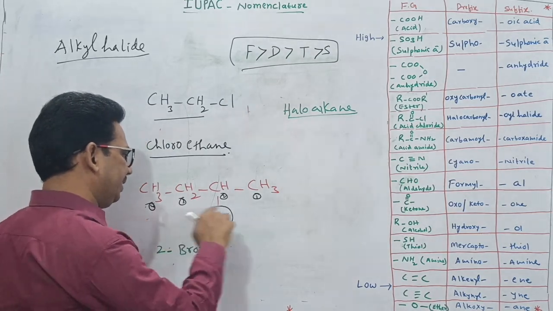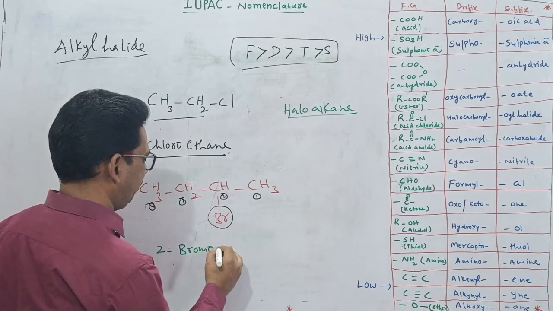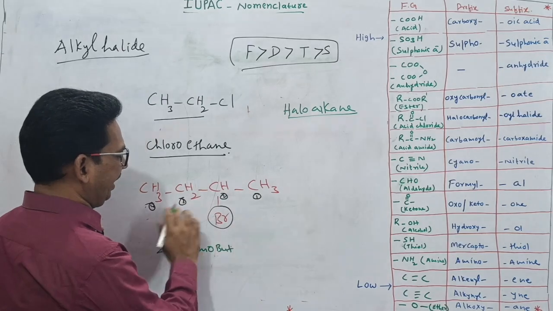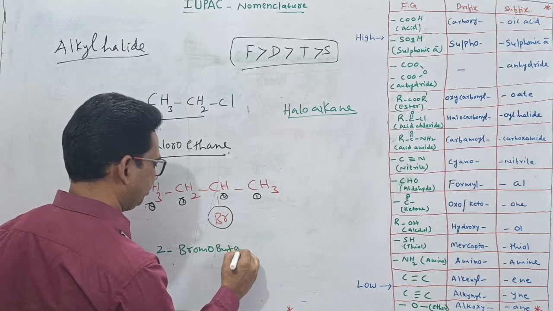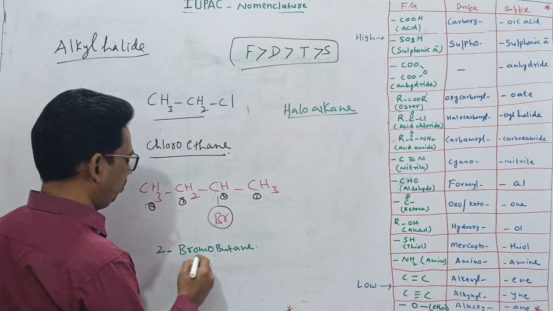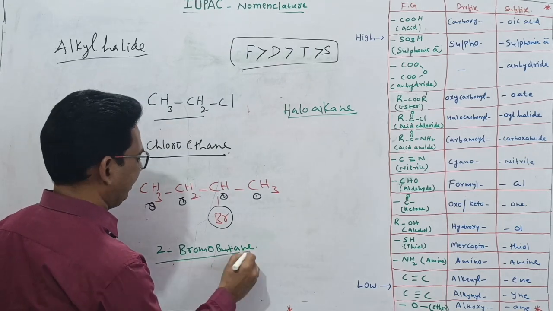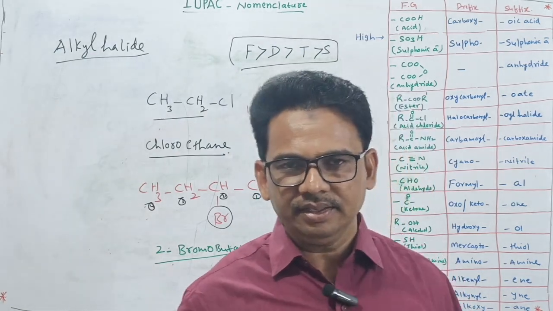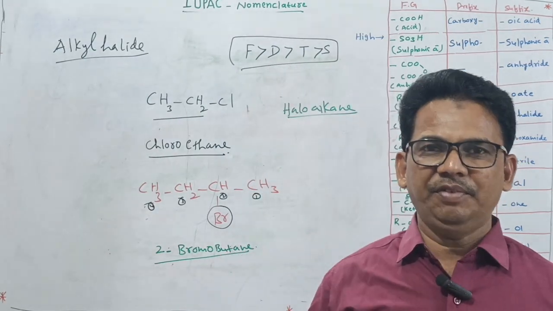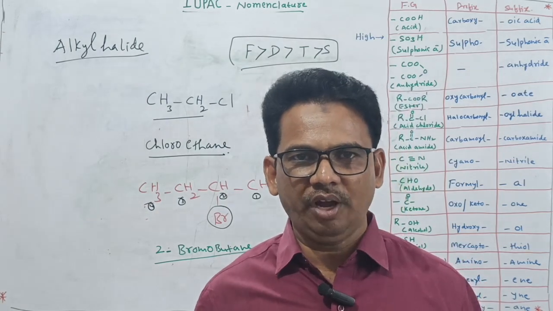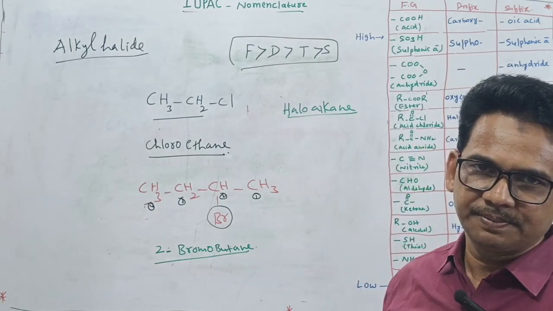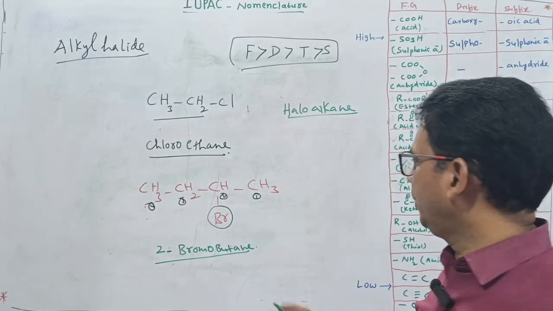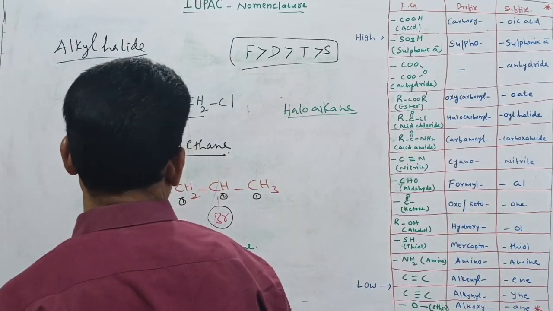Then what is the name of this compound? Word root is what? But. It is saturated. That's why it will become butane. 2-bromo-butane. It is not the difficult part. Giving the numbering and naming will be very easy. But we have to know the rules. That is the only difficult thing. If we know the rules, you can give the name for any compound.